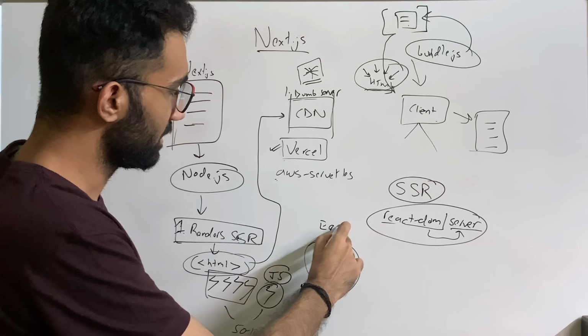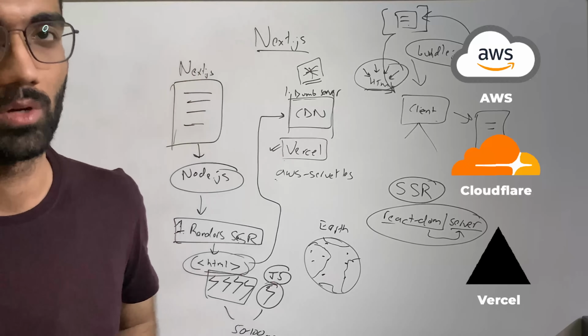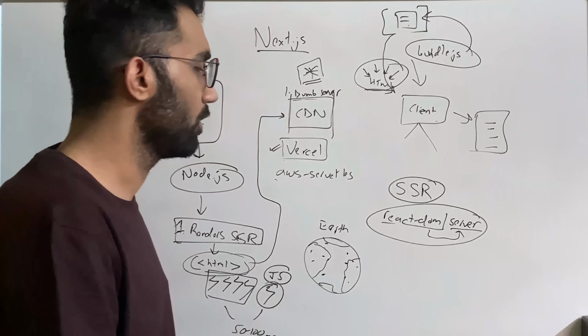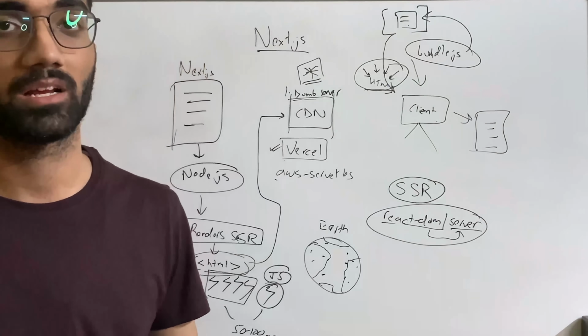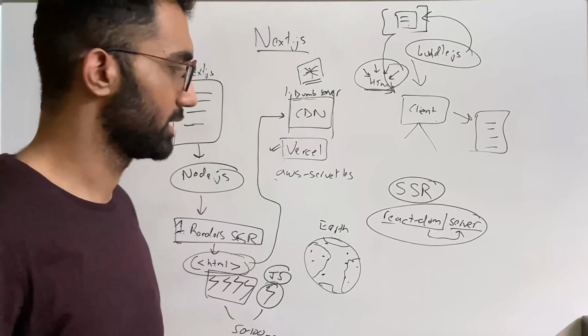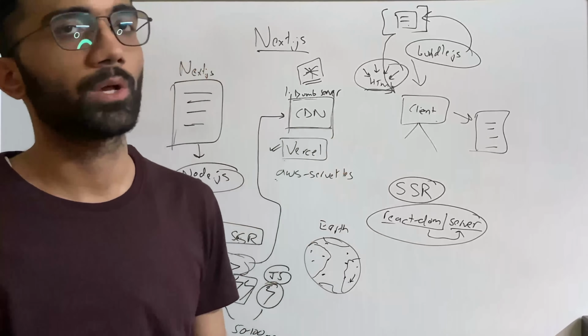So if this is Earth, then you're gonna see that companies like AWS or Cloudflare or even Vercel, I think, Vercel uses AWS anyway. So these companies have a lot of CDNs in multiple countries, right, which are ready to serve any sort of file closest to the user. So this CDN can deliver files super quickly, right?